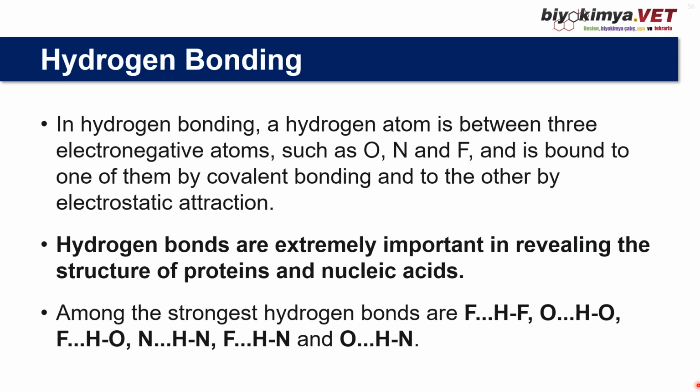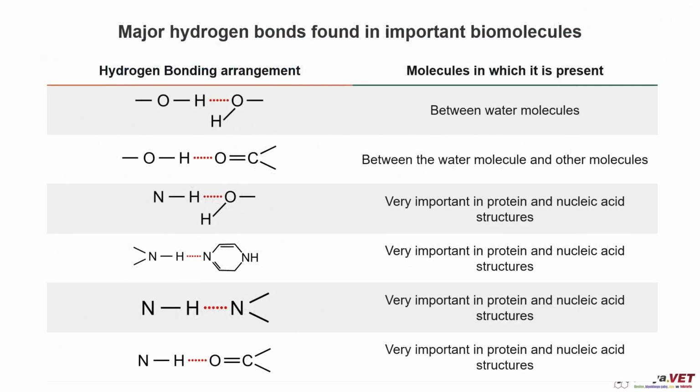Other compounds containing hydroxyl groups and amino groups also form hydrogen bonds. The molecules of many organic compounds, such as alcohols, acids, amines, and amino acids, contain these groups, and therefore hydrogen bonding is extremely important from a biological point of view. And here you see the major hydrogen bonds found in important biomolecules, and as you realize, many of them are present in proteins and nucleic acid structures, and also here between water molecules.